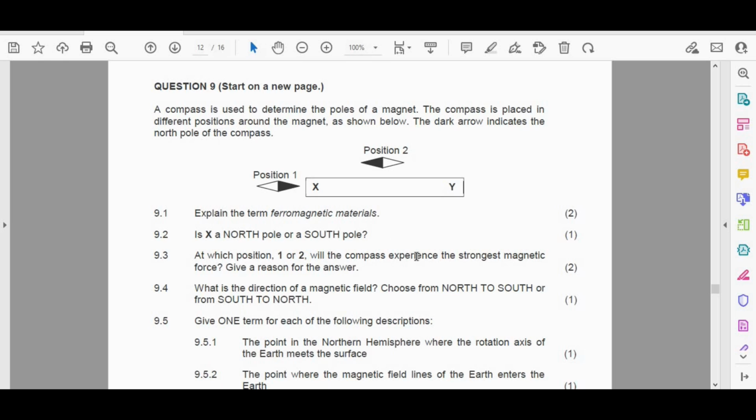At which position, 1 or 2, will the compass experience the strongest magnetic force? Give a reason for your answer. Okay, I think it's definitely going to be position 1, because look how close the north pole of the compass is to the south pole of the magnet. It's quite close, whereas position 2 is a little bit further away. So its strongest force of attraction is going to be here at position 1.